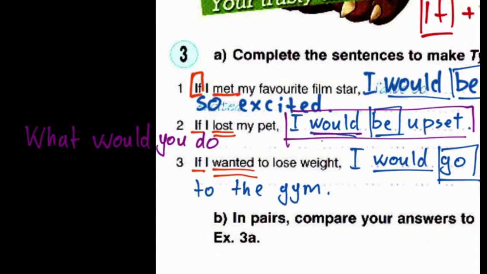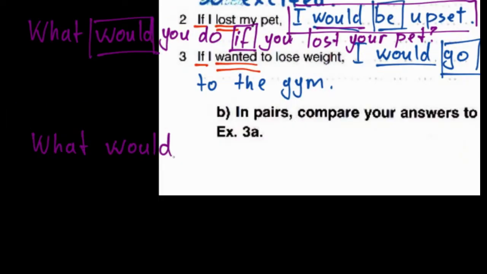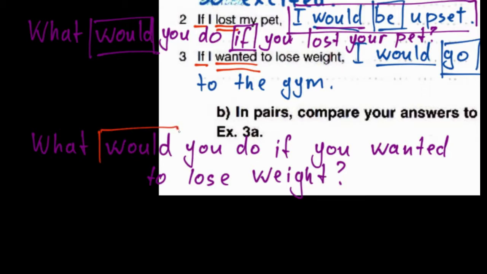Here I have this would, because that's the main sentence. If you lost your pet. So basically we just change the places. We have this if in the middle of our sentence. And that's the question. What would you do if you wanted to lose weight? Again, I make a question to the main sentence, to the main clause, not to the if clause. As you see, we have the same things here, the same modal verb, infinitive, and here I have the same past simple.